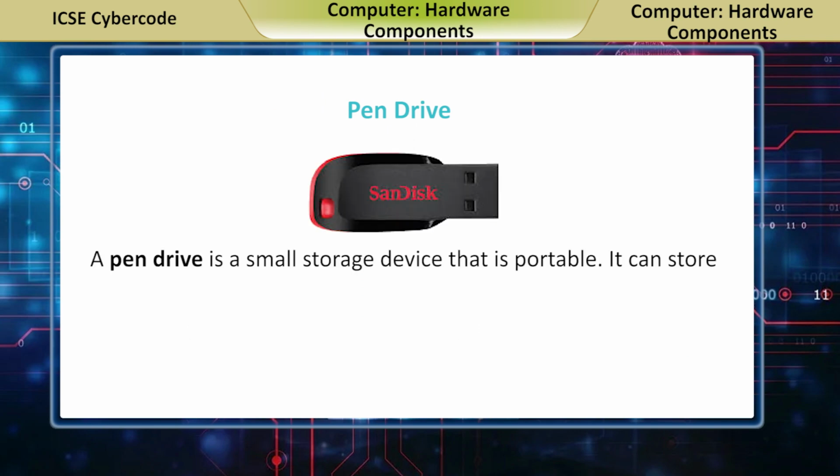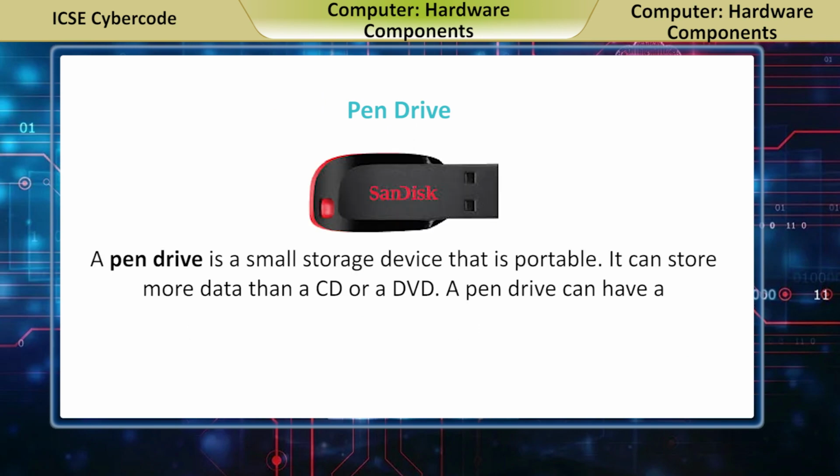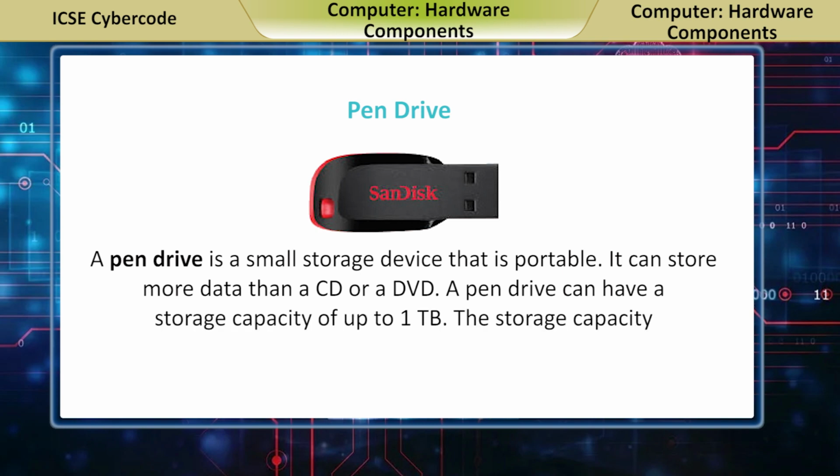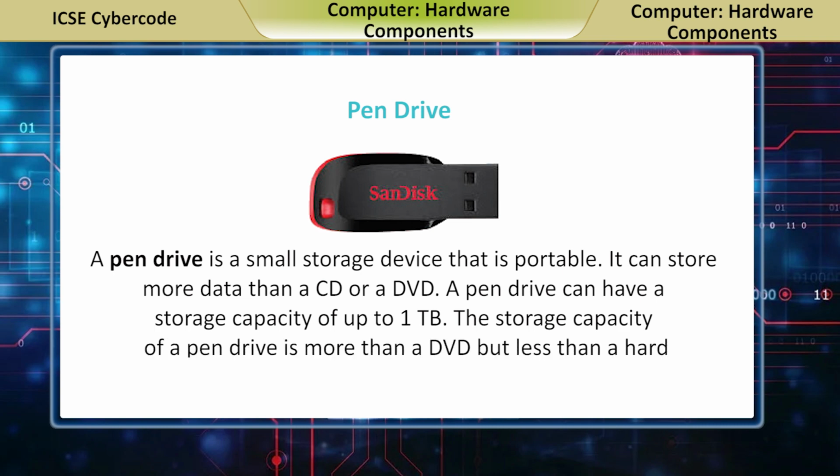Pen drive. A pen drive is a small storage device that is portable. It can store more data than a CD or a DVD. The pen drive can have a storage capacity of up to 1 TB. The storage capacity of a pen drive is more than a DVD but less than a hard disk. It can be easily carried anywhere.